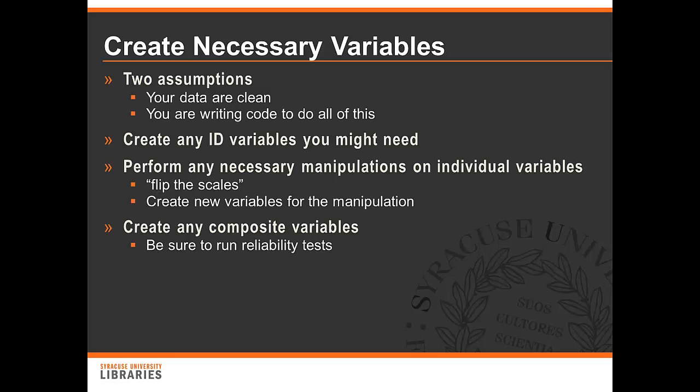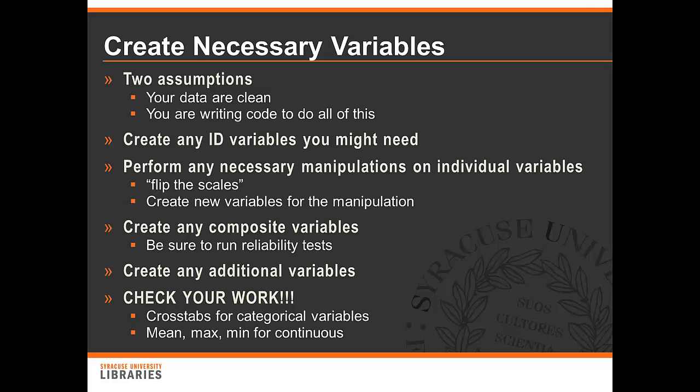Next, create any composite variables, meaning if there are several individual items you need to combine by adding or taking the average or some other kind of manipulation. Be sure to run any reliability tests to make sure that the variable is actually usable. Finally, create any additional variables such as computing age from birth date or BMI, etc.